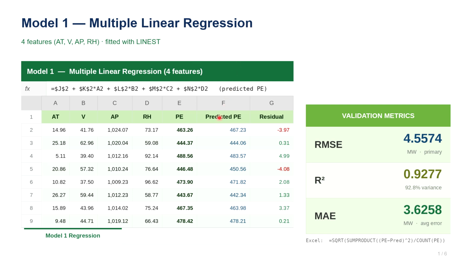To measure accuracy, my primary metric is RMSE, root mean squared error. You can see it here on the right, 4.56 megawatts. RMSE is the same units as PE, so it is directly interpretable. Our predictions are, on average, about 4.5 megawatts away from the true value. I also track R squared and MAE as supporting metrics.